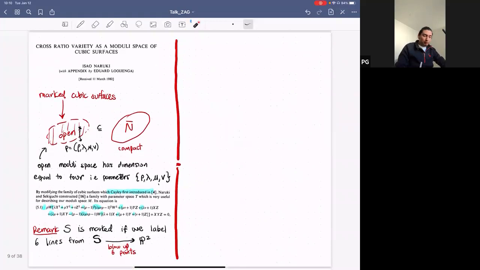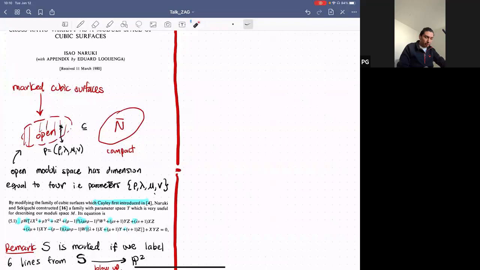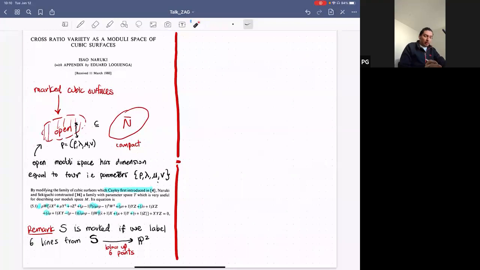So, to put this in context, let me tell you what this Naruki space is. When you look at this Naruki paper from 1982, what you will find is that first they work with marked cubic surfaces. A marking of a cubic surface is that you label the lines, basically. Most of you know that a cubic surface can be built from a P2 by blowing up 6 points. So you label 6 of these lines, then you have a marking of it. The important part I want to say about that is that this is finite data. Your moduli space is still 4-dimensional.